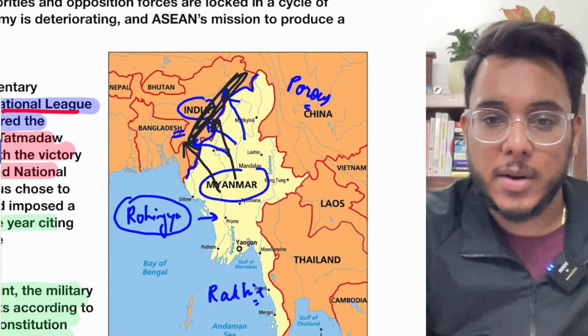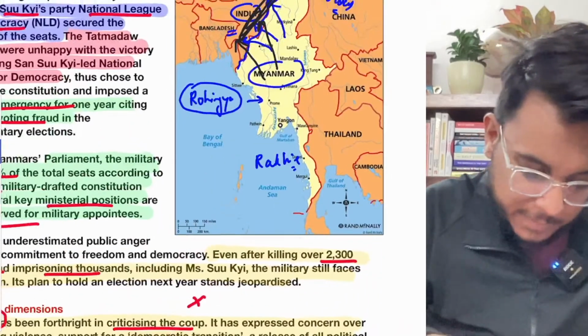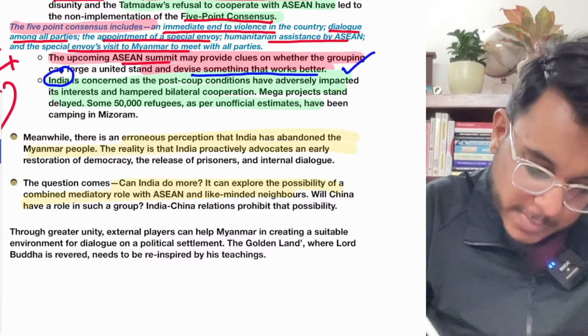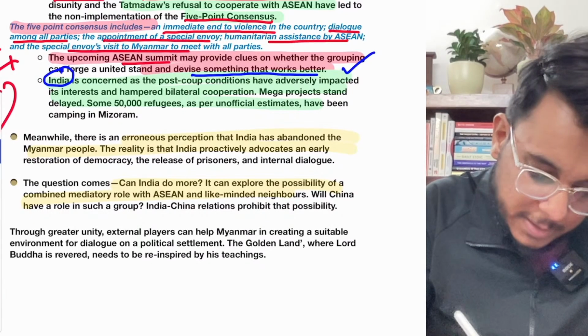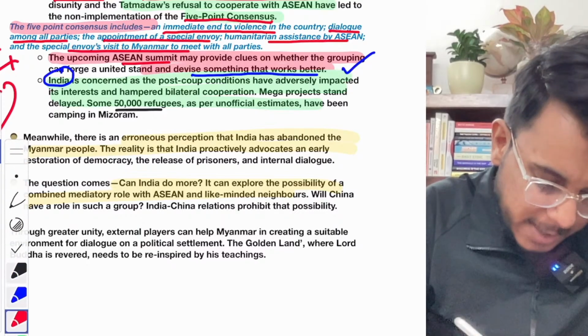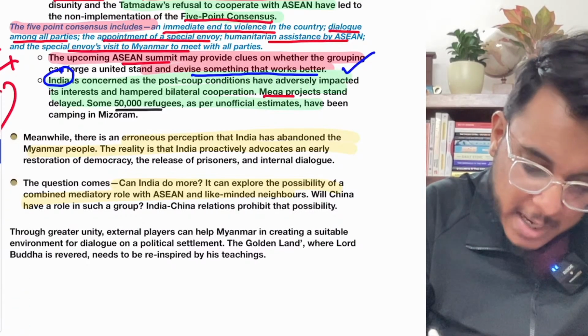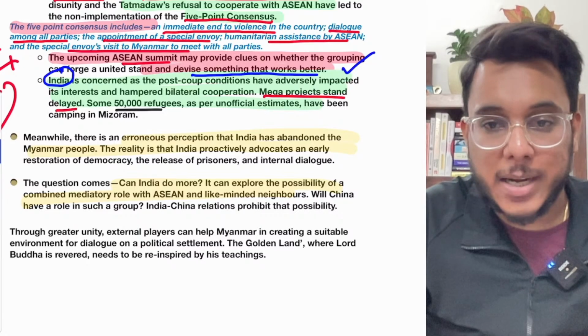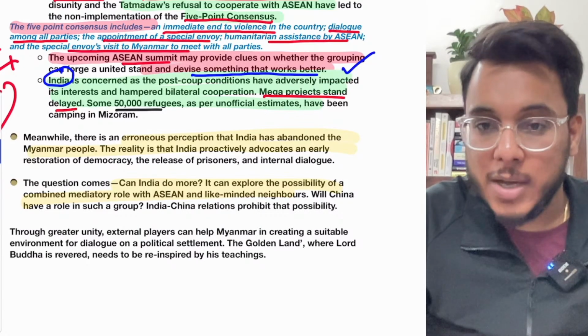Now, guys, this is something that is going on. It has been reported that about 50,000 refugees have come. At the same time, the mega projects that were signed between India and Myanmar are right now suspended.